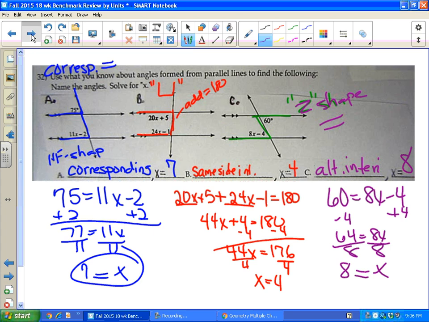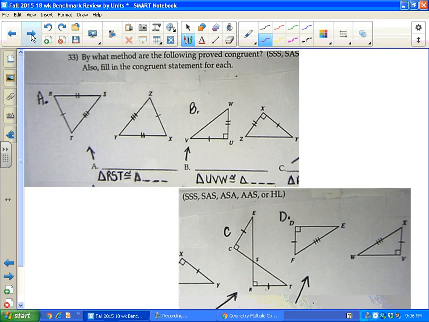Okay, it's my parallel lines review. By what method are the following proved congruent? You have 5 methods, so I'm going to mark them with letters. This is a side. This is another side. That's a third side. 1 mark, 2 marks, 3 marks. So that one is what? Side, side, side.